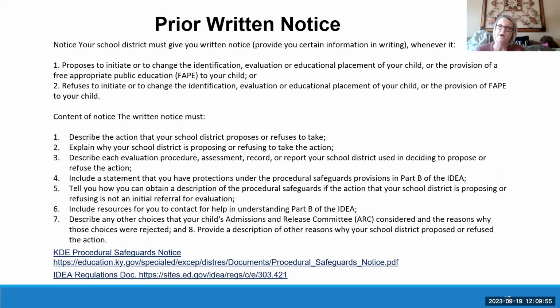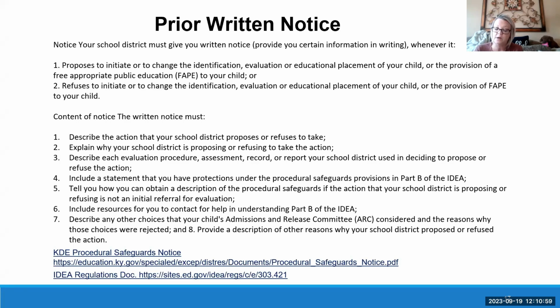Let's talk just a little bit more about prior written notice. Parental rights under IDEA include the rights to receive prior written notice from the school each time that the school proposes to take or refuses to take certain action with respect to your child. Specifically, the school must provide parents with a prior written notice each time that it proposes to initiate or change identification, evaluation, or educational placement, proposes to initiate or change provisions of FAPE to your child, and that stands for a free appropriate public education, refuses to initiate or change the identification, evaluation, or educational placement of your child, and also refuses to initiate or change the provision of FAPE to your child.